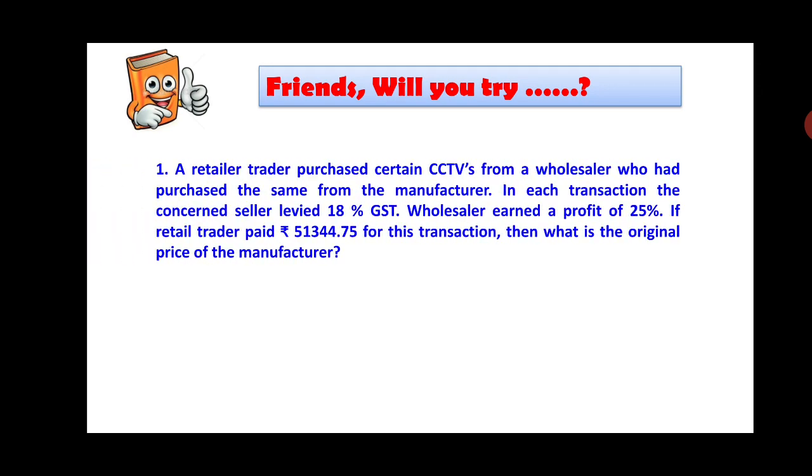A retail trader purchased certain CCTVs from the wholesaler who had purchased the same from the manufacturer. In each transaction, the concerned seller levied 18% GST. Wholesaler earned a profit of 25%. If the retail trader paid rupees 51,344.75 for this transaction, then what is the original price of the manufacturer?